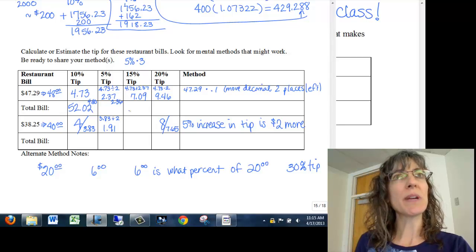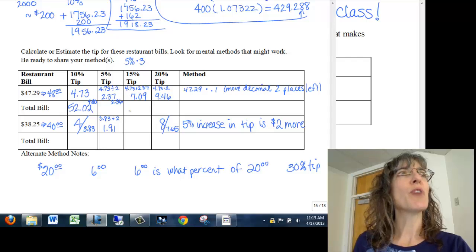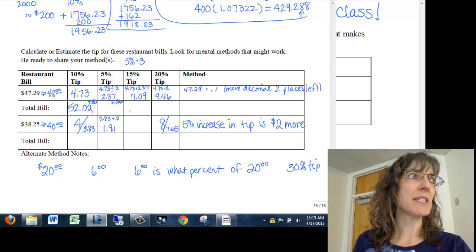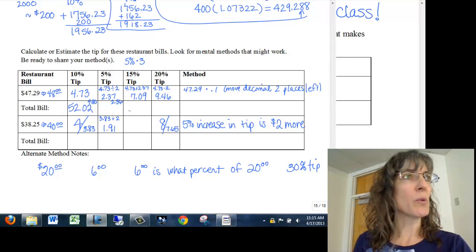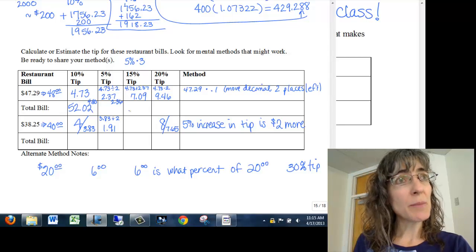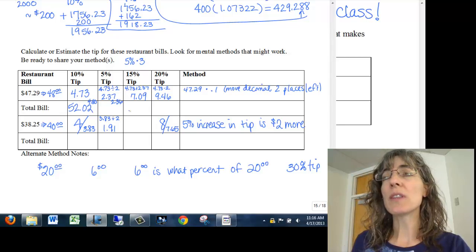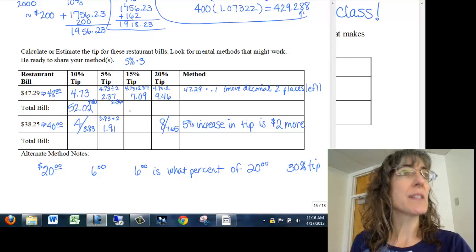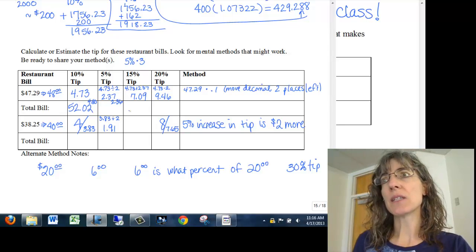But here's my next question. Does your waitress care if you got exactly 15% tip or exactly 20%, or is the ballpark what's important? Other times it's very important. We don't want to drop precision, and I want you to think about that. When does it matter? When do we have to have an exact answer, and when is an estimate okay?